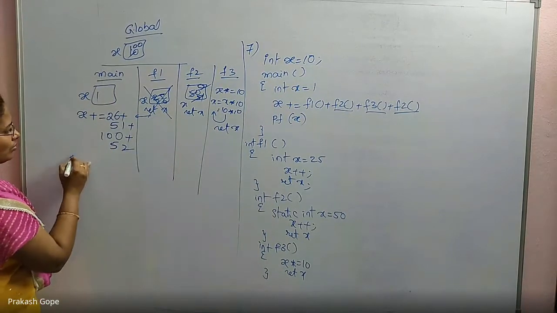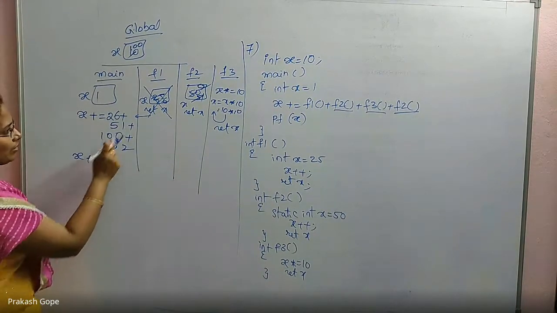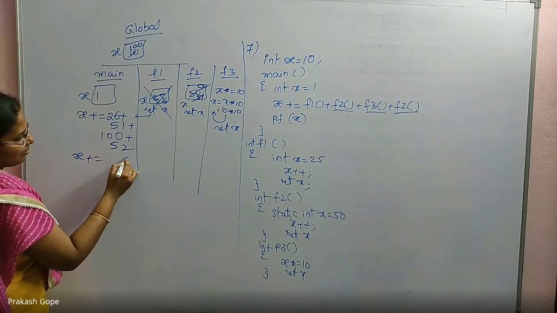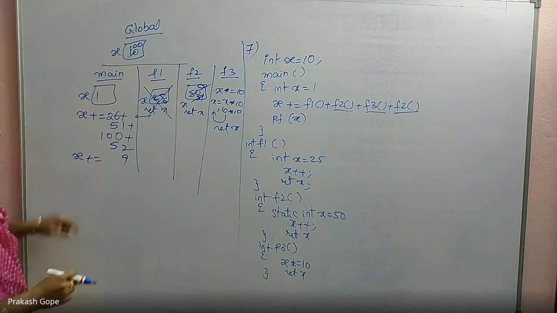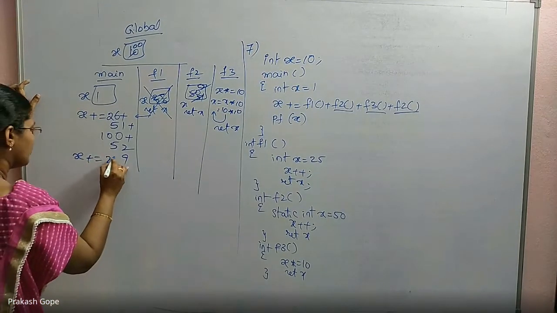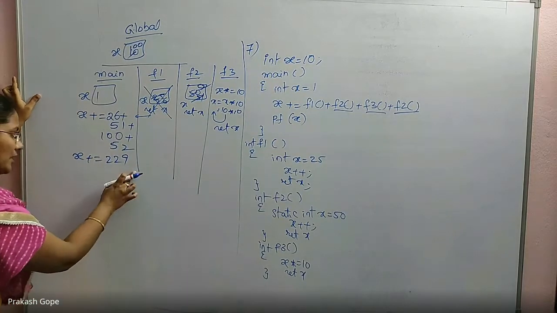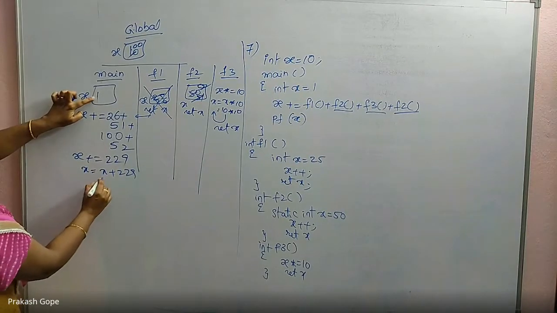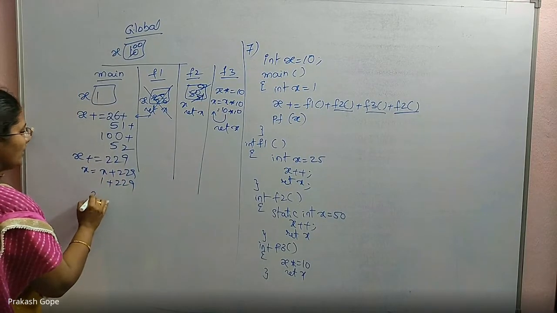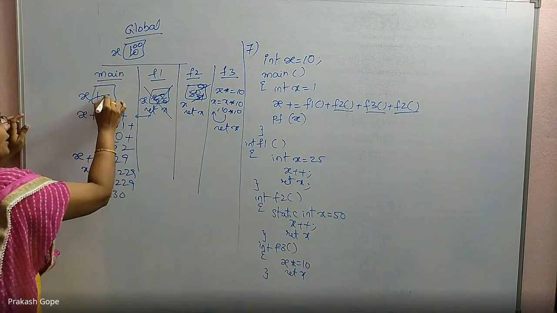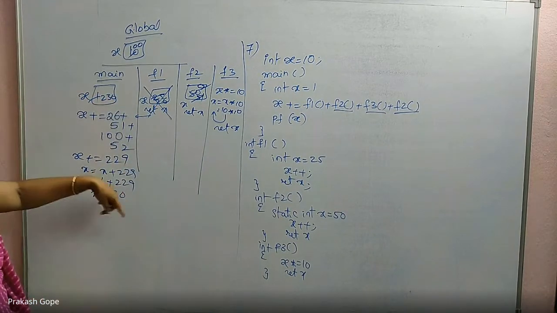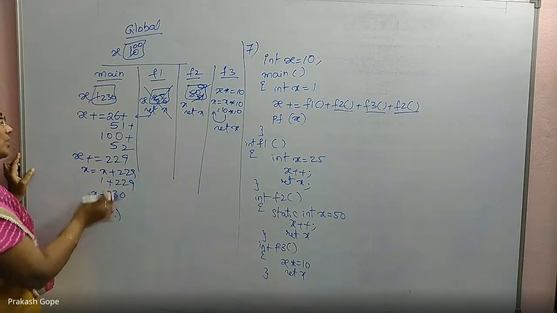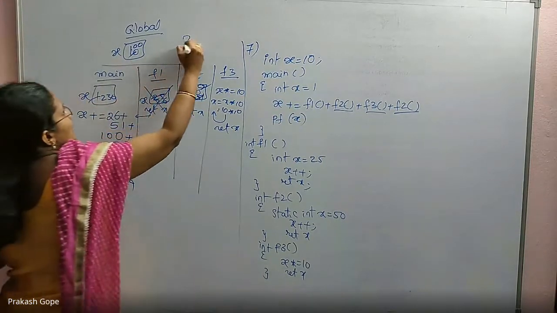Fine. So calculate that. X plus equal to, what is the total of this? 7 plus, this is 9, 229. But this is x plus equal to, which means x equal to x plus 229. What is this x? Local x. 1 plus 229 is 230. So x value is 230. Update it. And then in main function there is a statement for printf. Printf x. X is local x, main's x, which is 230.